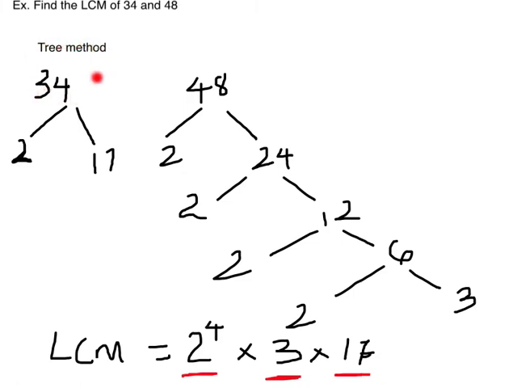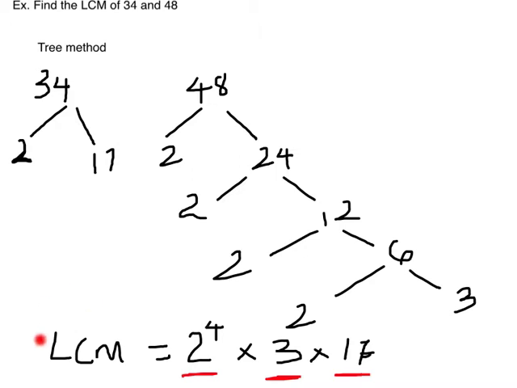In the tree method, we have 34 and we have 48. We look at the prime factors. For 34, it's 2 and 17. That's it. With 48, we have 2 and 24. Then we can divide 24 further by 2, and we get 2 and 12. We can do that further. We get 2 and 6, and then we have 2 and 3. So for 34 we only have 2 and 17, and for 48 we have the factors 2, 2, 2, 2, and 3.